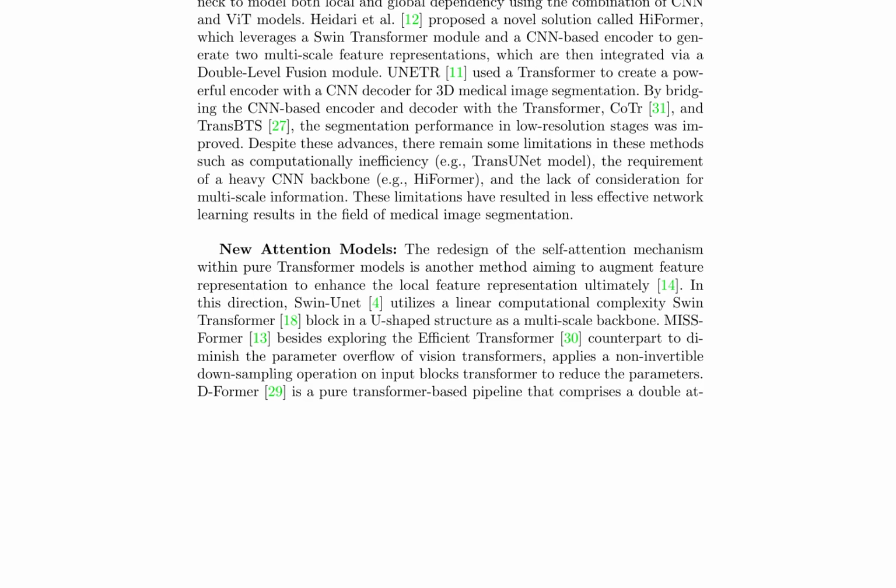Despite these advances, limitations persist, including computational inefficiency, the requirement of a heavy CNN backbone, and the lack of consideration for multiscale information. These limitations have resulted in less effective network learning results in the field of medical image segmentation. The need for further research is highlighted to overcome these challenges and improve the performance of transformer-based models in capturing local and global features effectively.